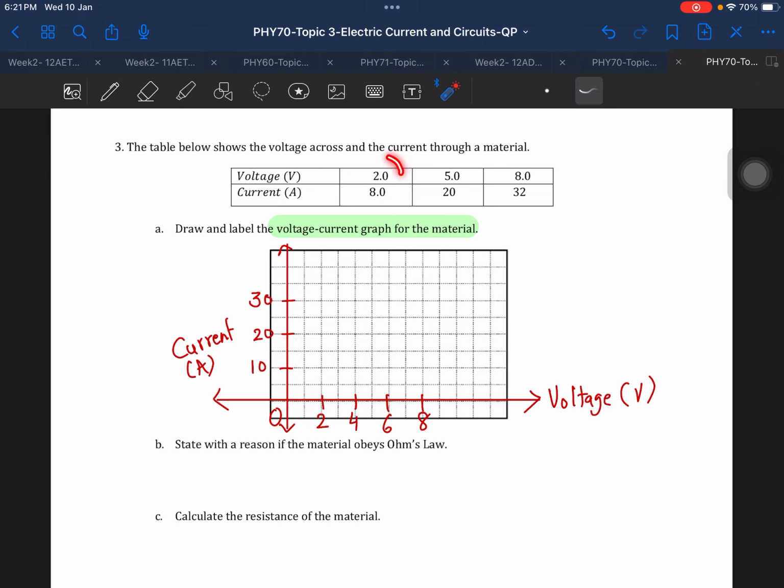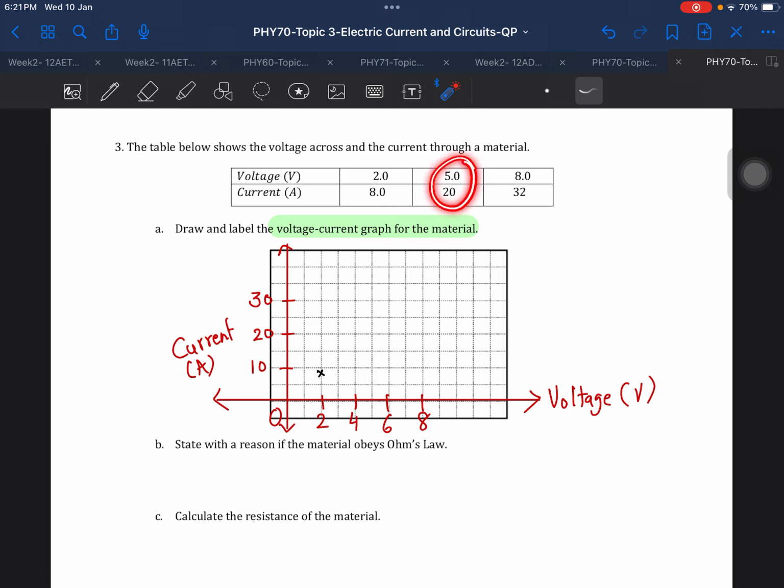Now to plot the first one, 2 and 8, I'm going to take the x-axis. So you can see on x, you have 2. And then 8 will be slightly less than the 10 line. So it will be somewhere here. So we will plot the point somewhere here. Let's put a cross for it here. That's our 2 and 8. Let's just draw a small cross.